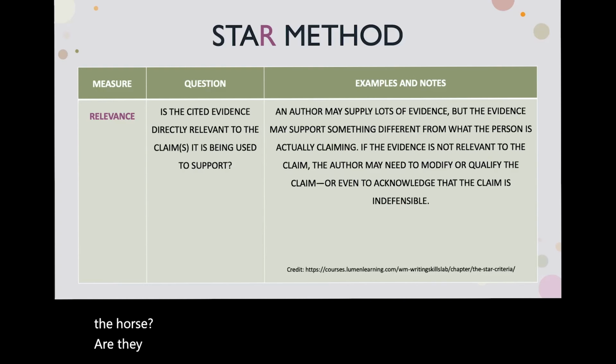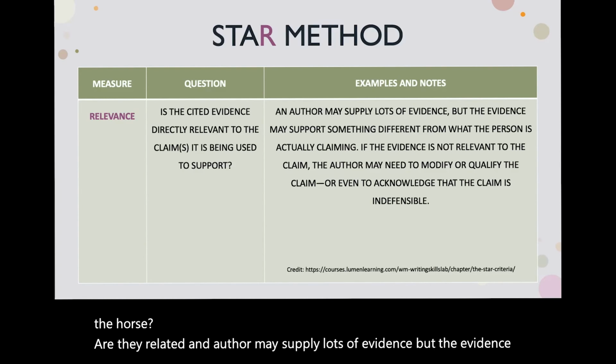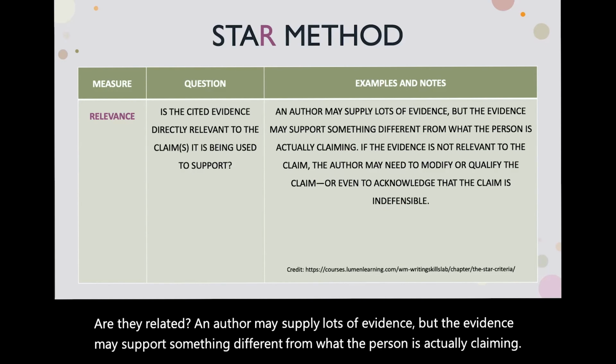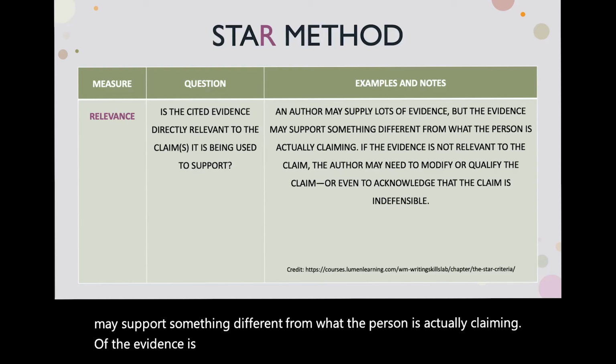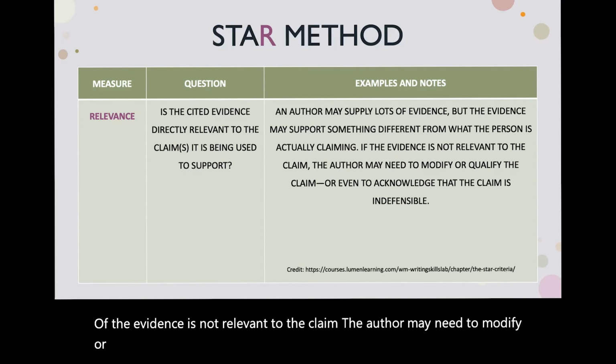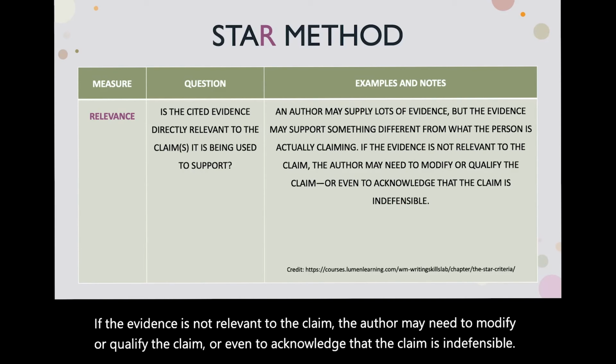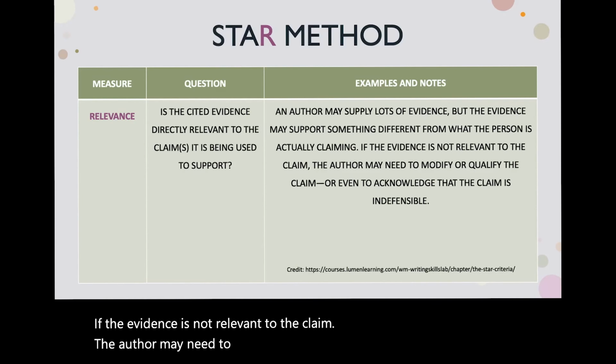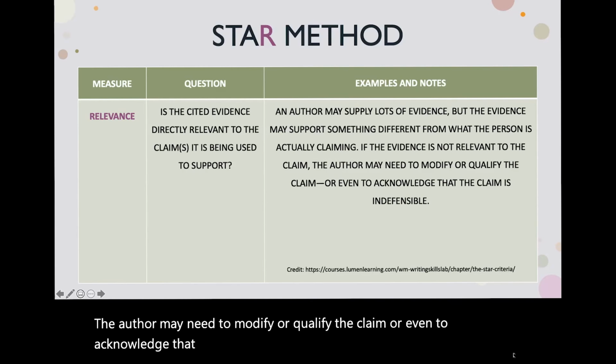An author may supply lots of evidence, but the evidence may support something different from what the person is actually claiming. If the evidence is not relevant to the claim, the author may need to modify or qualify the claim, or even to acknowledge that the claim is indefensible.